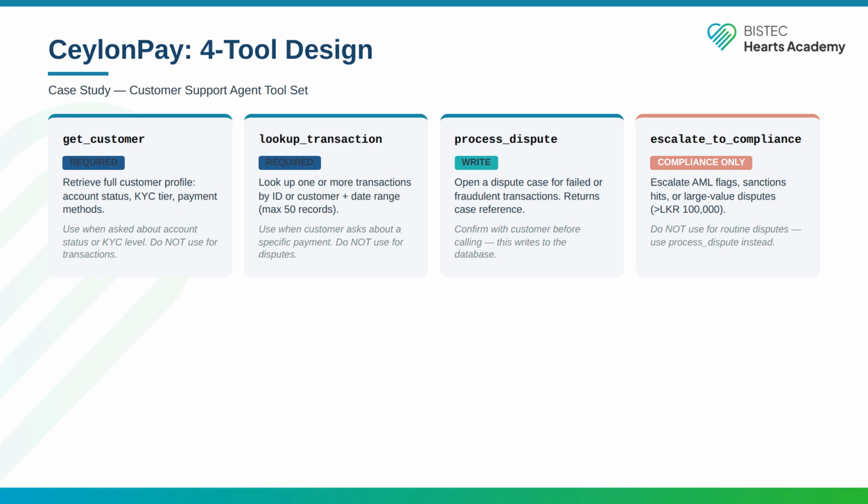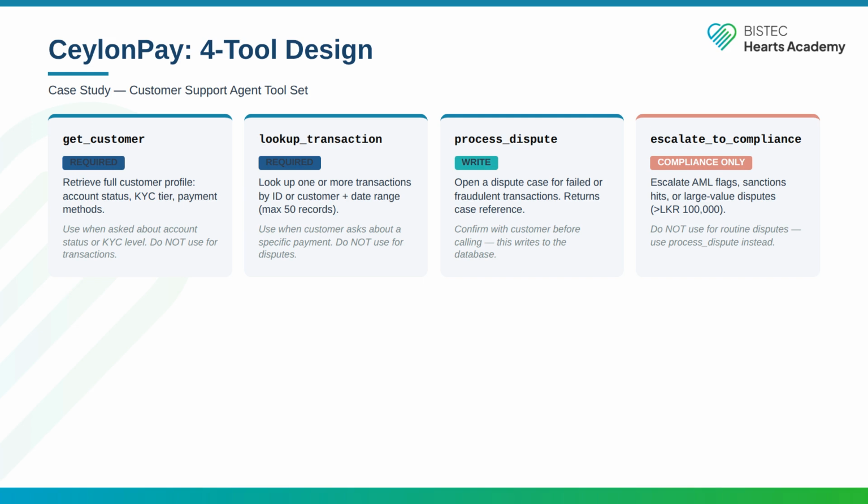The 4 tools are designed with clear boundaries. The get customer tool is a read operation classified as required. If it fails, the agent has no customer data and cannot help at all. It takes a single input, customer ID, with regex validation and returns the full customer profile, including KYC tier, account status, and payment methods. The lookup transaction tool is also read and required.